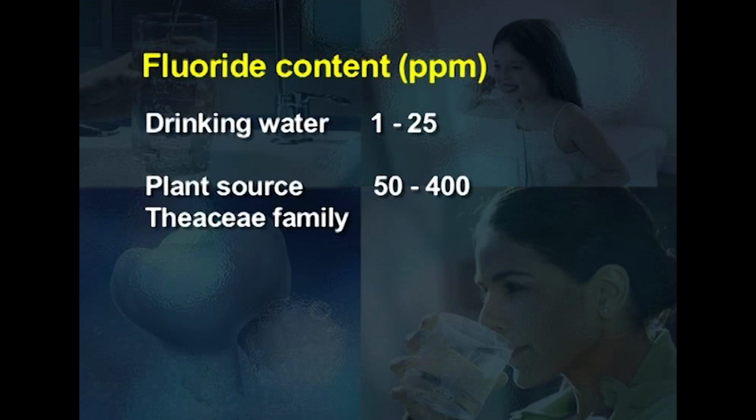Theaceae family contains the highest concentration of fluoride, about 50 to 400 ppm. To give you an example of Theaceae family, you all must be familiar with tea. It belongs to the Theaceae family.